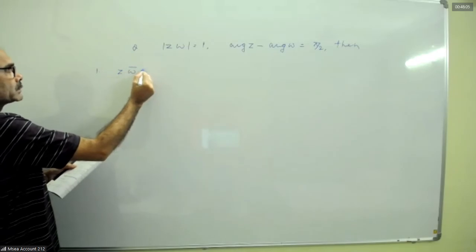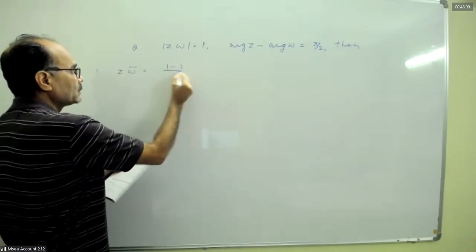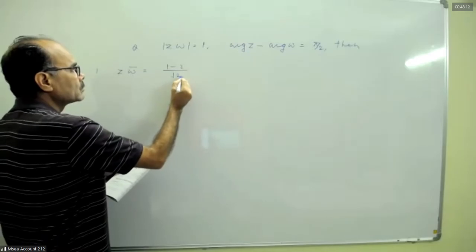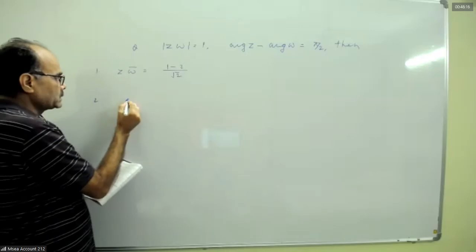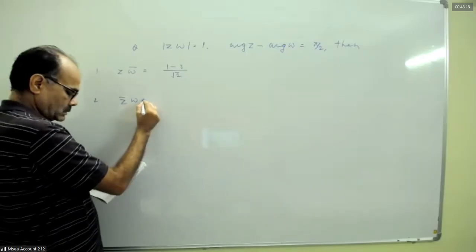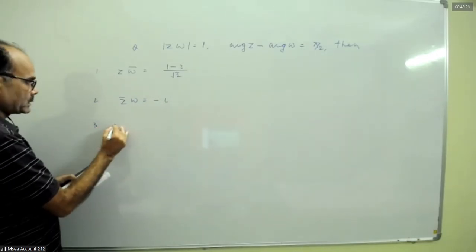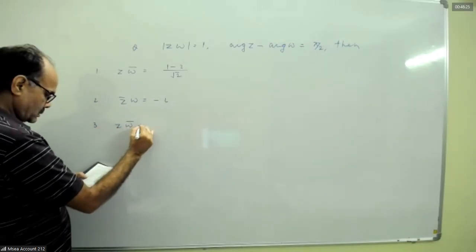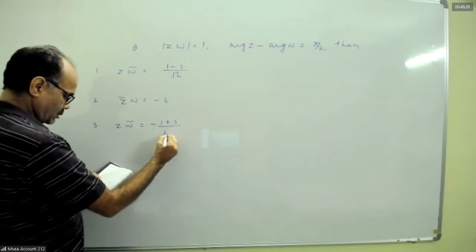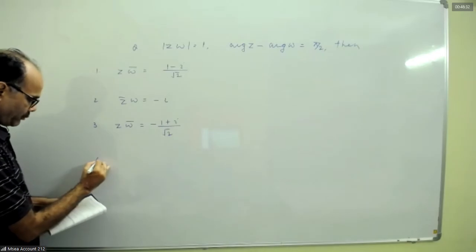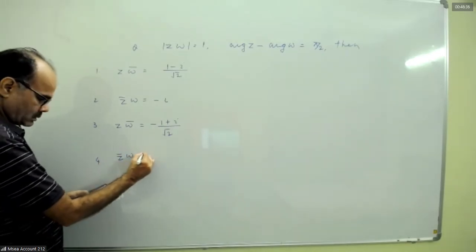Option 1: Z into W conjugate equals 1 minus I by 2. Option 2: Z conjugate W equals minus I. Option 3: ZW conjugate equals minus 1 plus I by 2. Option 4: Z conjugate W equals I.